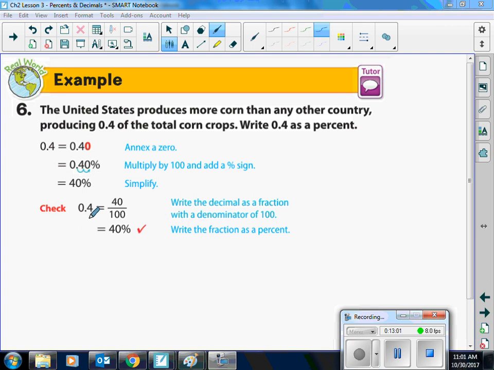Okay? The other way is to write 4/10 as a fraction. But then we would scale forward by multiplying times 10, and that would give me 40 over 100, which gives me 40% also. Is everybody clear with that?